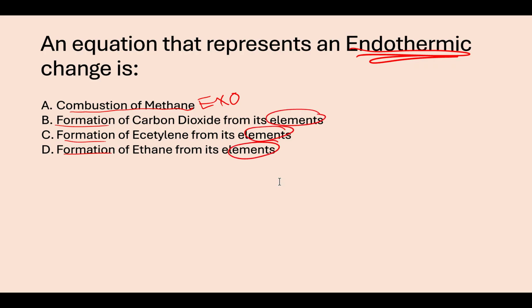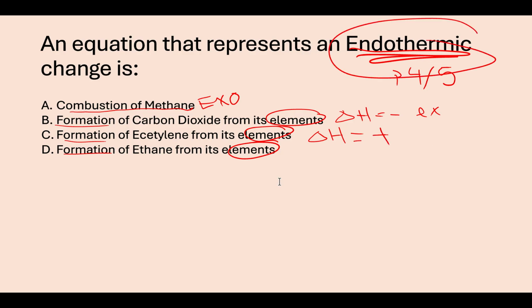Now, all of these ones about formation from elements, you can look at page 4 or 5 of your data booklet, if your data booklet is from the Alberta curriculum, and then you're just looking at whether you're endo or exo. So carbon dioxide has a negative value, so that would be exo. Formation of acetylene, that has a positive value, so that should be our answer, but let's just double check with the formation of ethane, and that one, taking a look, is also negative, so that would be exo. So your answer for this one is C.